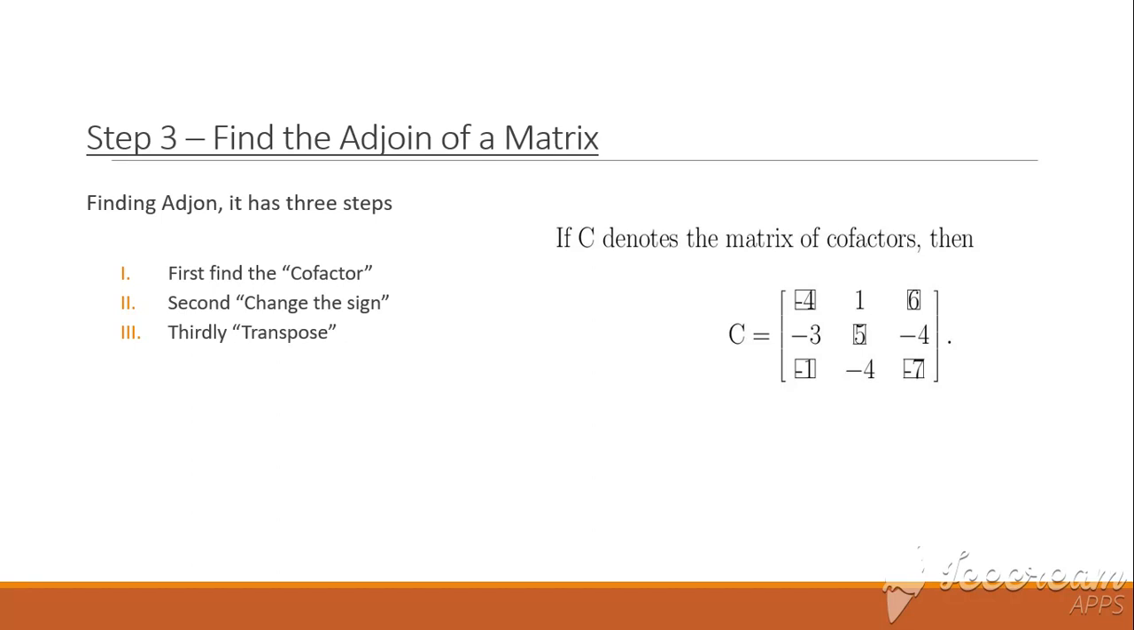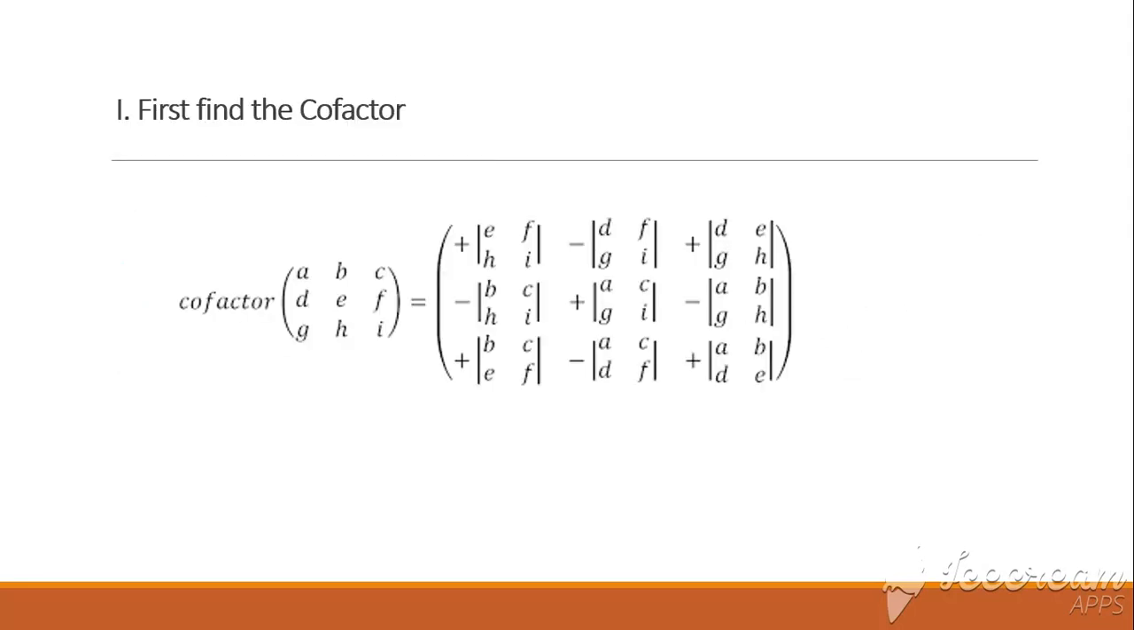So the third one, find the adjoint. This is the most crucial part, but it's very straightforward. First you have to find the cofactor, second change the sign, then third transpose. This is the way to do it. This is the cofactor, the same matrix we are taking. You can remember the way we used for finding the determinant, but now for the cofactor, without multiplying by a, you have to take e, f, h, i. Then you simplify this as a determinant. It is a 9 element matrix, so these are 2 by 2 determinants. You have to take that one.